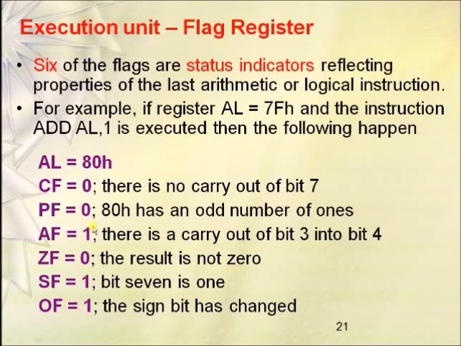If there is a carry from the lower nibble to the higher nibble, then this particular bit will become 1. As this addition has generated a carry from the lower nibble to the higher nibble, this has become 1. Then the zero flag: as the result is not equal to 0, the zero flag would be 0. Then the sign flag has become 1, because the 8th bit, that is the MSB, is 1. And the overflow flag is again 1, because the sign bit has changed. So this is how all the flags represent the status of a particular execution.